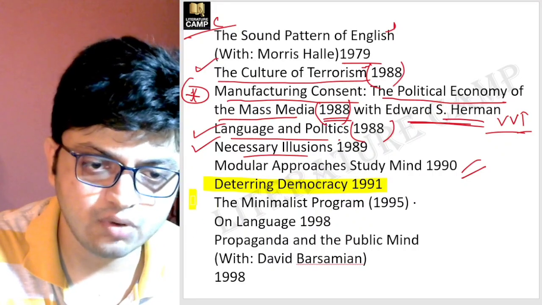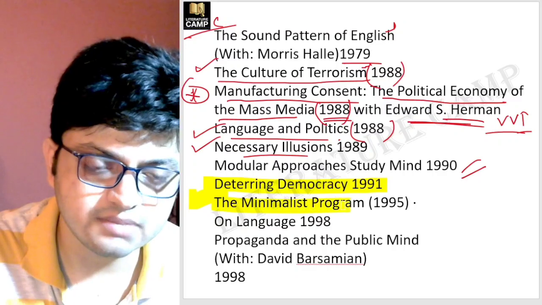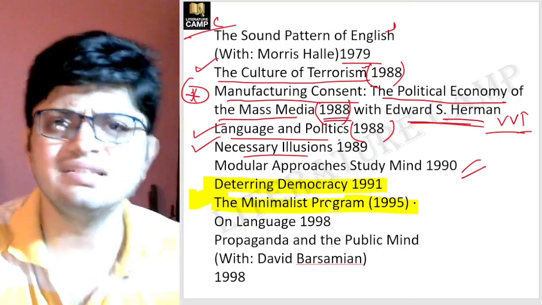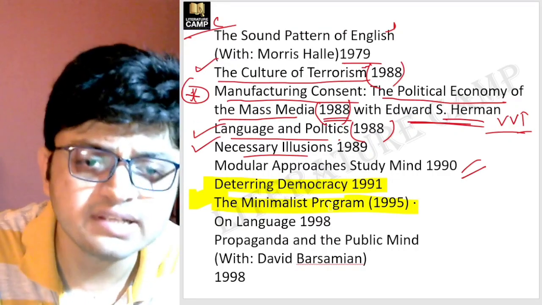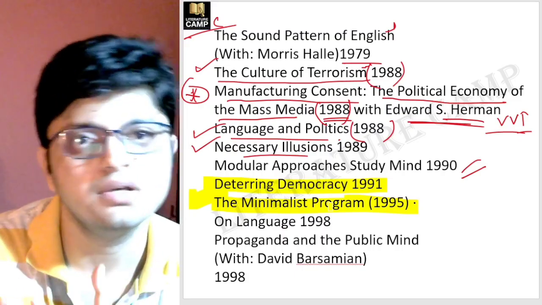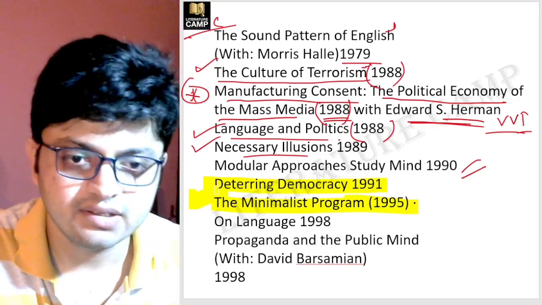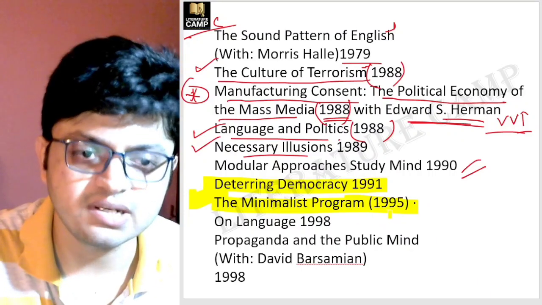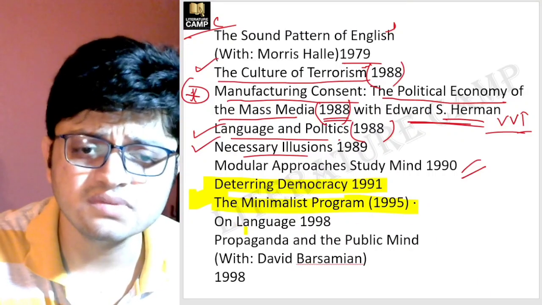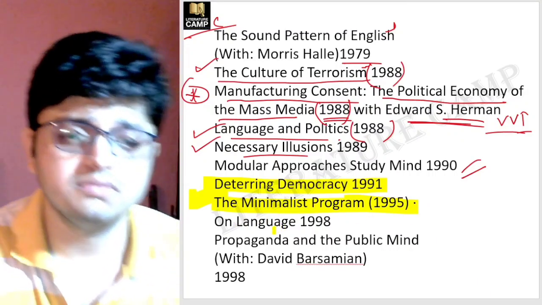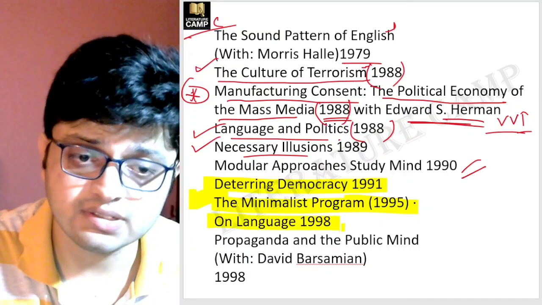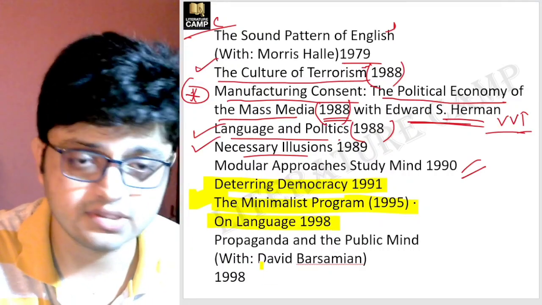Next work is an important work, The Minimalist Program. Definitely they can ask who has written the Minimalist Program. If you do not know, you do not know. If you know, you can simply answer, right? So Minimalist Program, published in 1995. Next work, On Language, 1998.